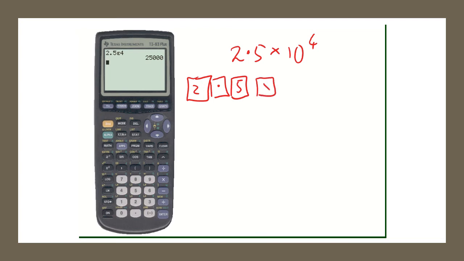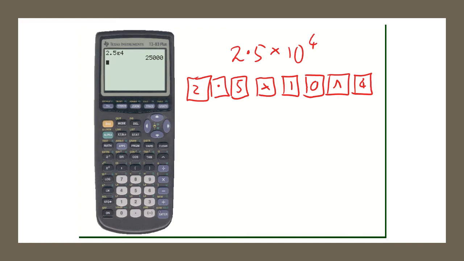What a lot of students typically do when they first encounter scientific notation is they try and write down what they see. So a lot of beginning students will enter it as 2.5 and then the times sign and then 10, 1, 0, then the power button, 4. So what's wrong with doing it that way?